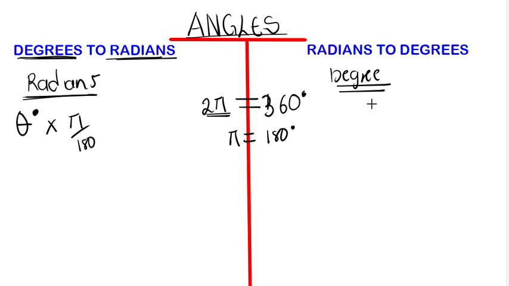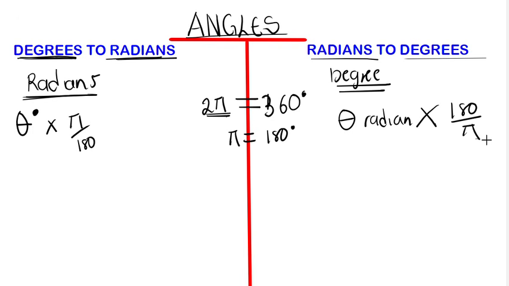When you want to convert from radians to degrees, you take theta in radians and multiply it by 180 over pi. But when you are converting degrees to radians, you put the pi on top, because pi is the significant unit for radians. When it comes to degrees, you put 180 on top.